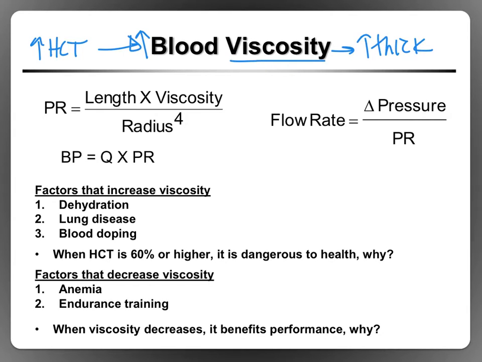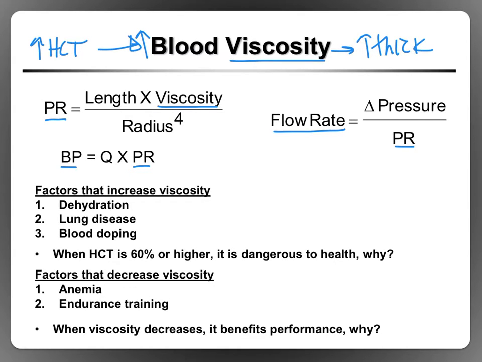And if you remember back to the discussion of peripheral resistance, we talked about viscosity. So the viscosity of your blood is going to affect peripheral resistance. And we've also talked about peripheral resistance because it affects blood pressure and it affects the rate of flow in the body. So the viscosity of your blood is an important factor to consider for both health and performance.